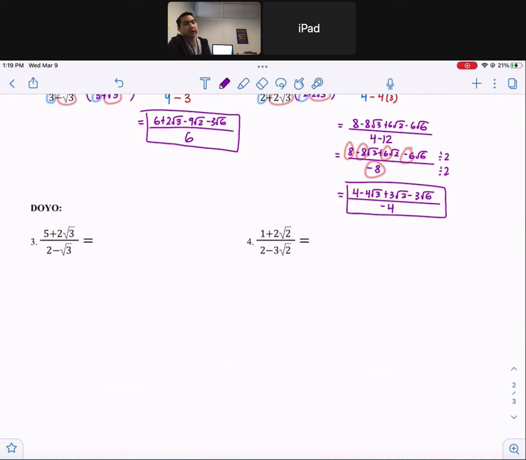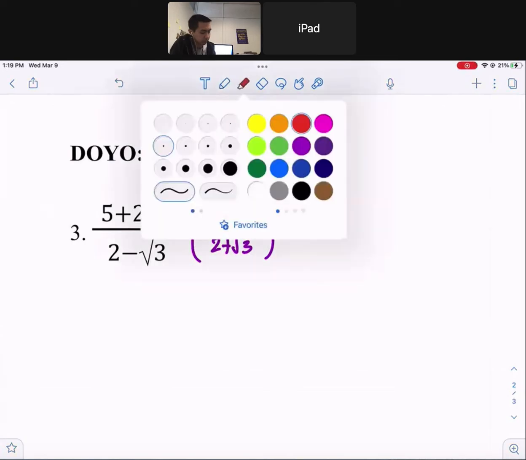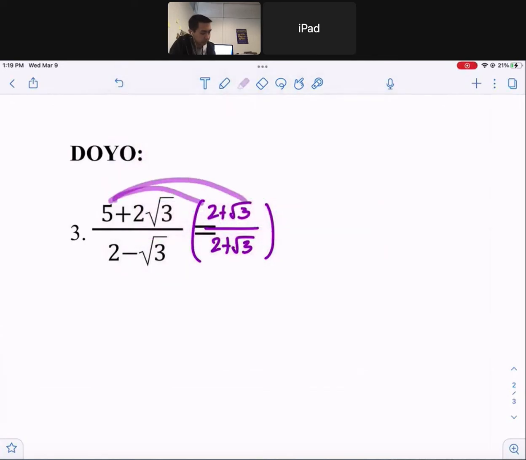Okay, so for number 3, you guys multiply by the conjugate to top and bottom, which is 2 plus rad 3, 2 plus rad 3. Gotta distribute that. Distribute that. Multiply these together, and multiply these together.